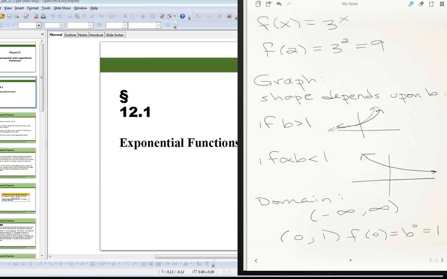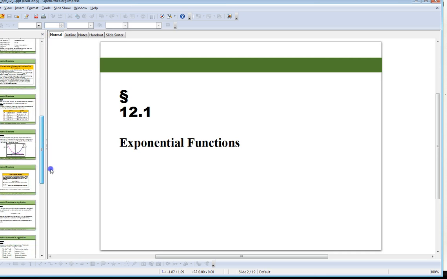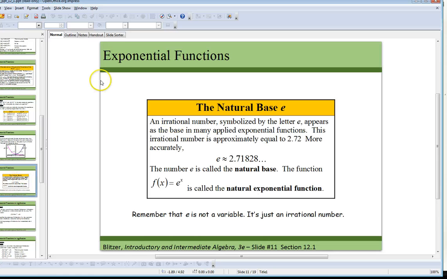All right, so let's head back to our PowerPoint presentation over here, and let's head to slide number 11. One special base that is made use of for exponential functions is the natural base, or this number e. I know I just said the number e, and that looks like a letter, but it actually is a number. So e is an irrational number, and it's symbolized by the little letter e, and it appears as a base in many applied exponential functions. This irrational number is approximately equal to 2.72, right?